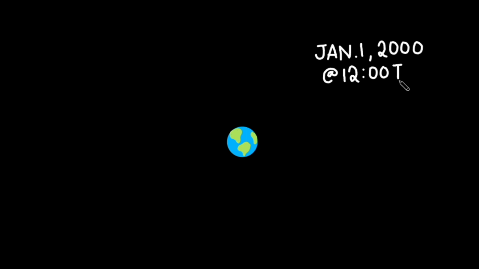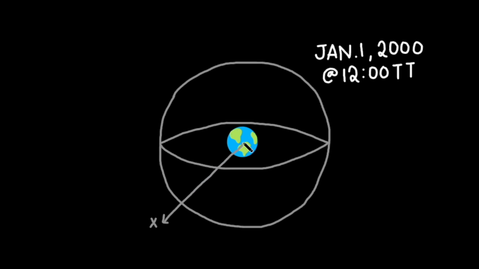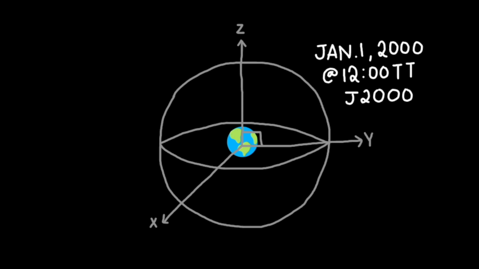Whenever we define a coordinate system, we have to decide which side is right side up. By convention, astronomers often refer to the Earth's orientation on January 1st, 2000 at 12 o'clock terrestrial time. The x-axis in this coordinate system is the equinox. The z-axis is the Earth's axis of rotation, and the y-axis is 90 degrees from the axis of rotation. This is known as the J2000 reference frame. Over time, the Earth's axis will shift due to a process called precession, but this movement is so subtle that we only adjust our reference frame once every 50 or so years.